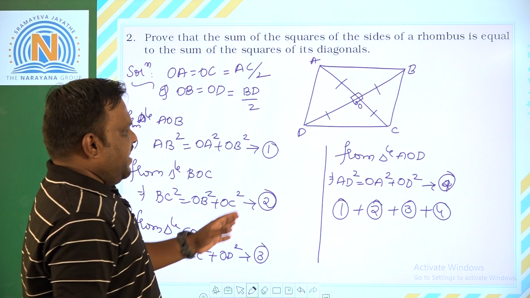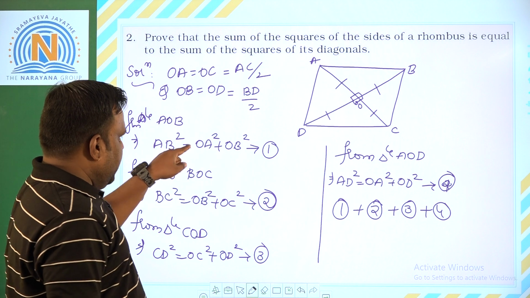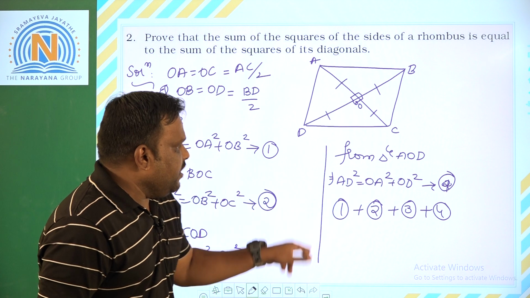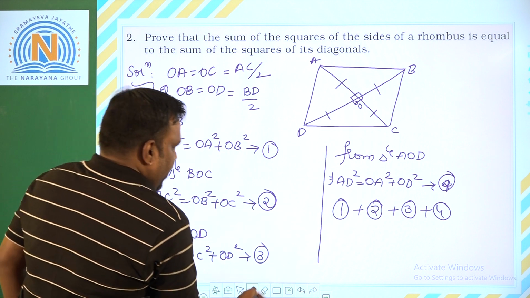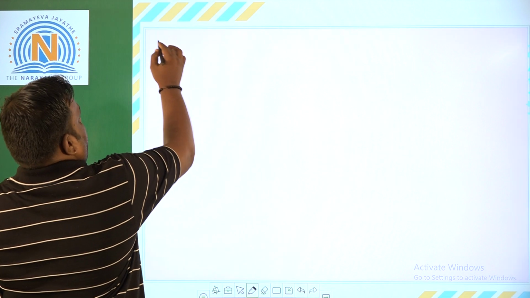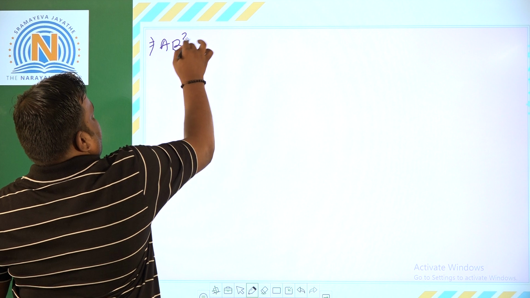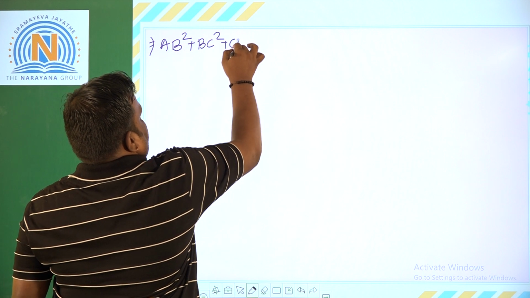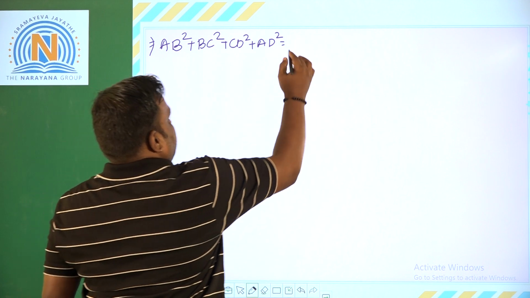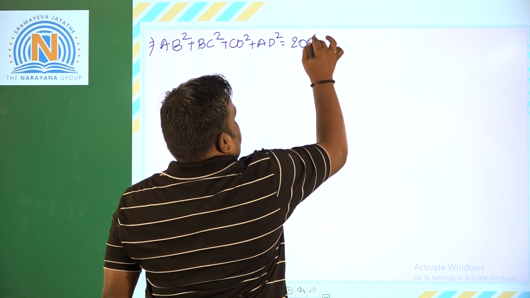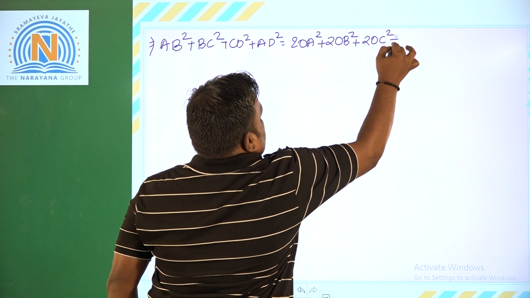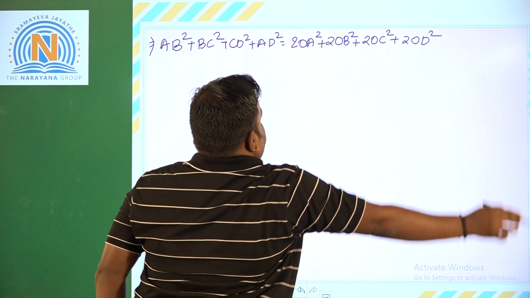So all the LHS gets added, all the RHS gets added. If you observe properly, OA square is twice here. Similarly, OB square is twice, OC square is twice, OD square is twice. So when you add all at once, I will be left with AB square plus BC square plus CD square plus AD square is equal to, since on the RHS we have all twice, 2 OA square plus 2 OB square plus 2 OC square plus 2 OD square.